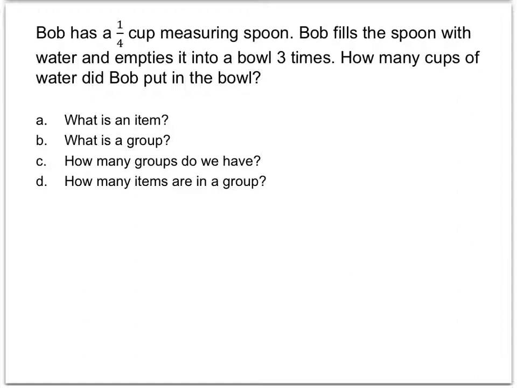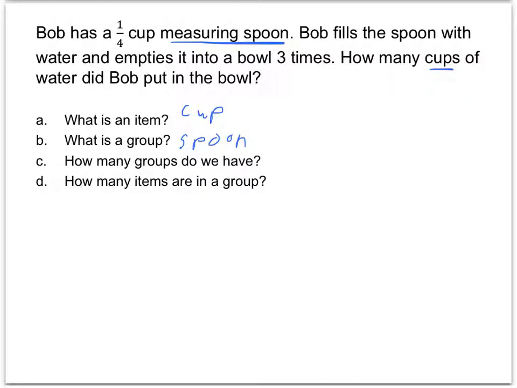So let's go through our questions here. First question, what's an item? Well, the question says how many cups of water did we put in the bowl? So an item is a cup. And now what is a group? Well, a group here is our measuring spoon.